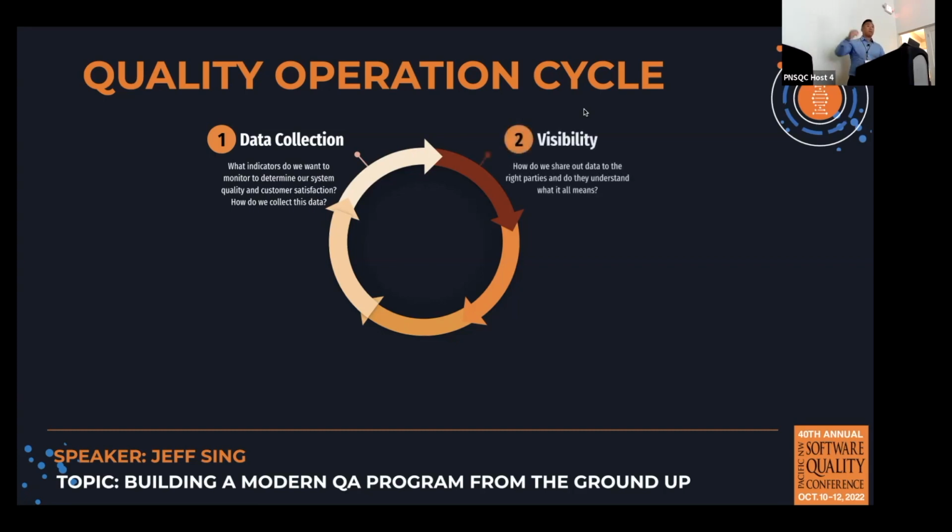Once we know this data, we want to drive visibility, right? So how do we share out this data to the right parties, and do they understand what it means, right? So if I'm using some indicator like the amount of 7-1s, high severity tickets, right? And I see one team is really bad, right? How do I drive visibility so that the team understands they're making those mistakes, right? And that they understand what the value is. It's not like calling them out, but it's like, hey, we know where the problem is. We can start to identify the root cause.